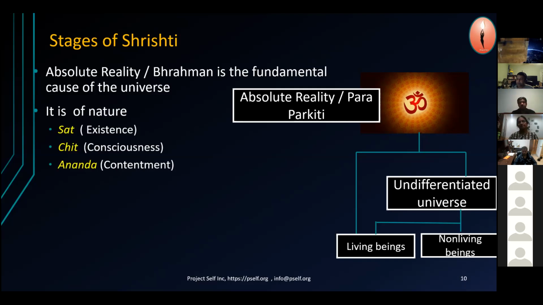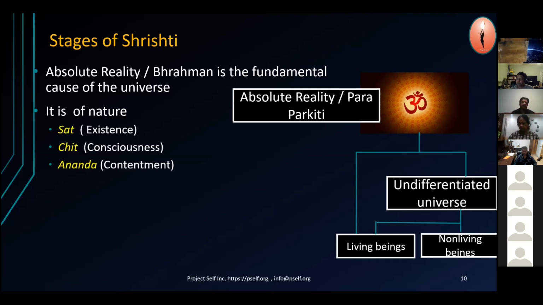So the second question we were answering was, what was there prior to the creation? We said prior to the creation, there was only one thing, which is called Satvastu, which is called absolute reality, which is called the Paraprakriti, which is called Brahman.